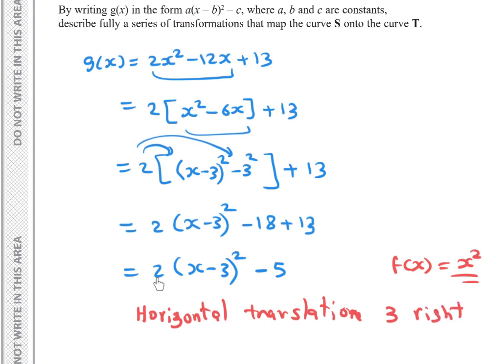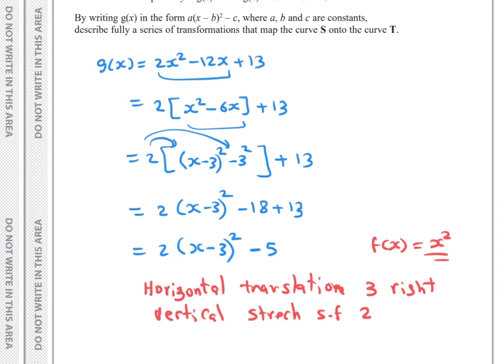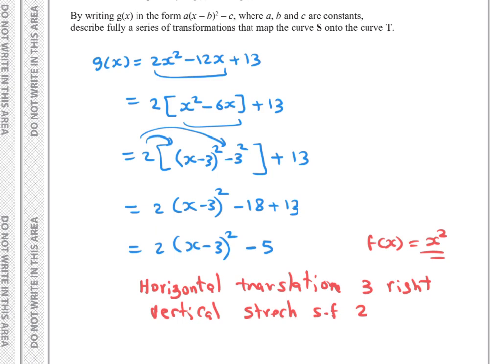Then we multiply the function by 2. So this is a vertical stretch by scale factor 2. Vertical stretch, scale factor 2. Then we subtract 5. So this is a vertical translation 5 down. Vertical translation 5 units down. So this is the transformation that happened to f(x) to become g(x).